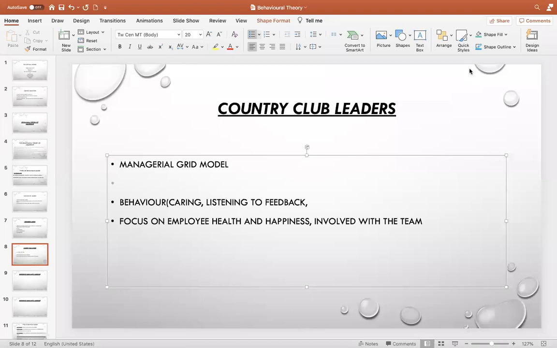Our next type is country club leaders. Country club leaders were also identified in the managerial grid model. Unlike indifferent leaders, these are people who put every effort into making sure that the human elements of their team are happy and satisfied. The theory is that a happy team will naturally produce better results. So a leader putting their efforts into making their team happy will naturally see success.